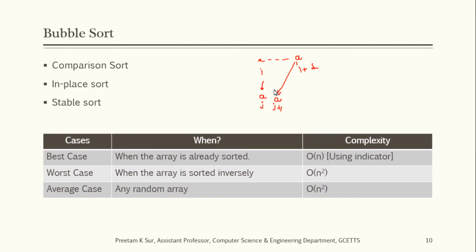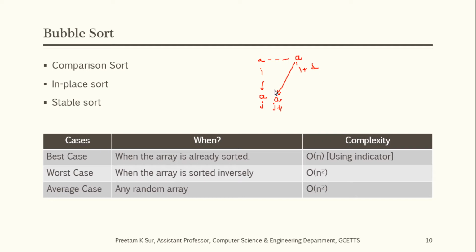Regarding the complexity, if we analyze the complexity of bubble sort case-wise, the best case is when the array is already sorted, and in that case you will require order of n time, if you are using the indicator. If you do not use the indicator, it is going to execute all the iterations, and then it will take order of n squared time. So you have to mention that in the best case, only if you are using the indicator do you have a time complexity of order of n. Otherwise, you are going to have the same time complexity of order of n squared.